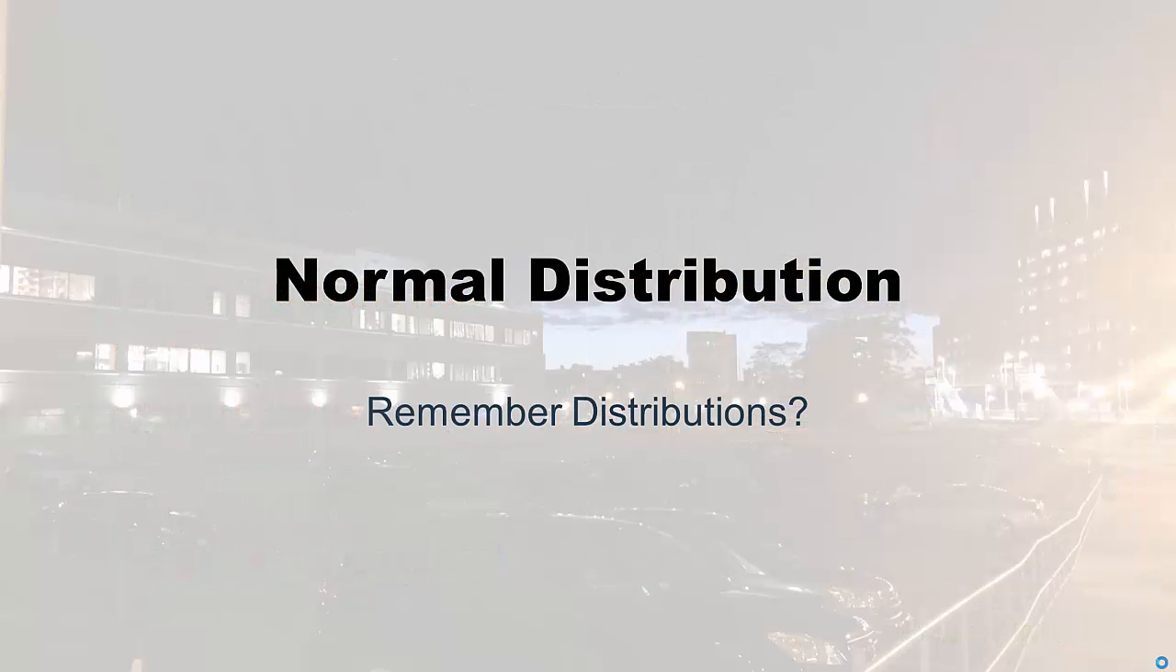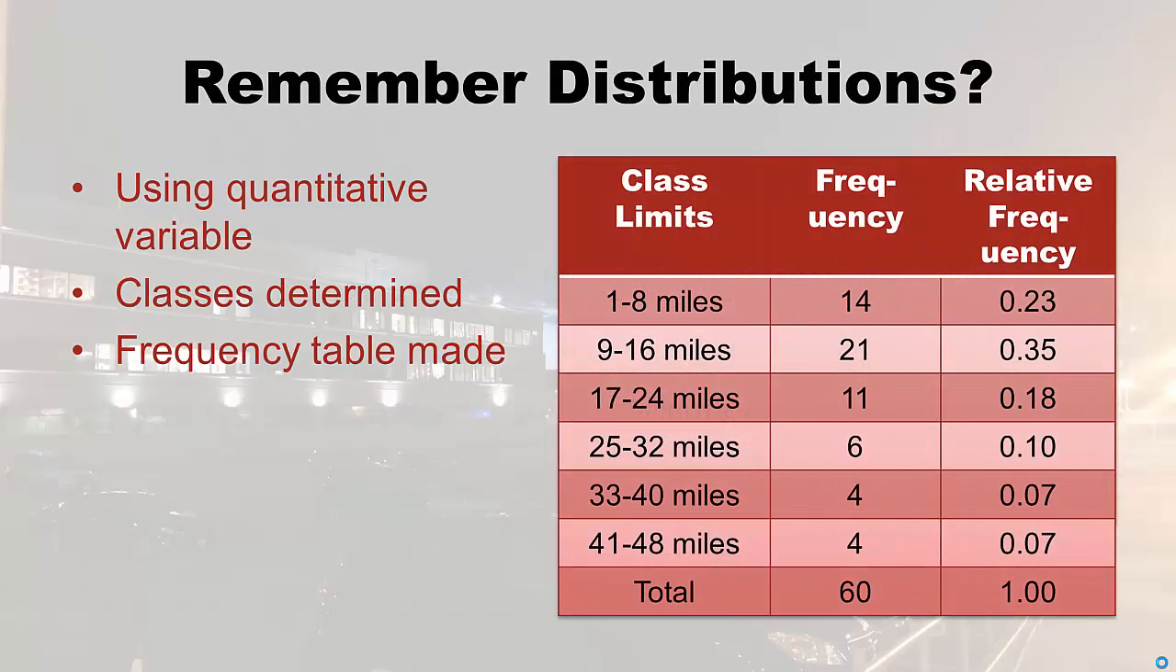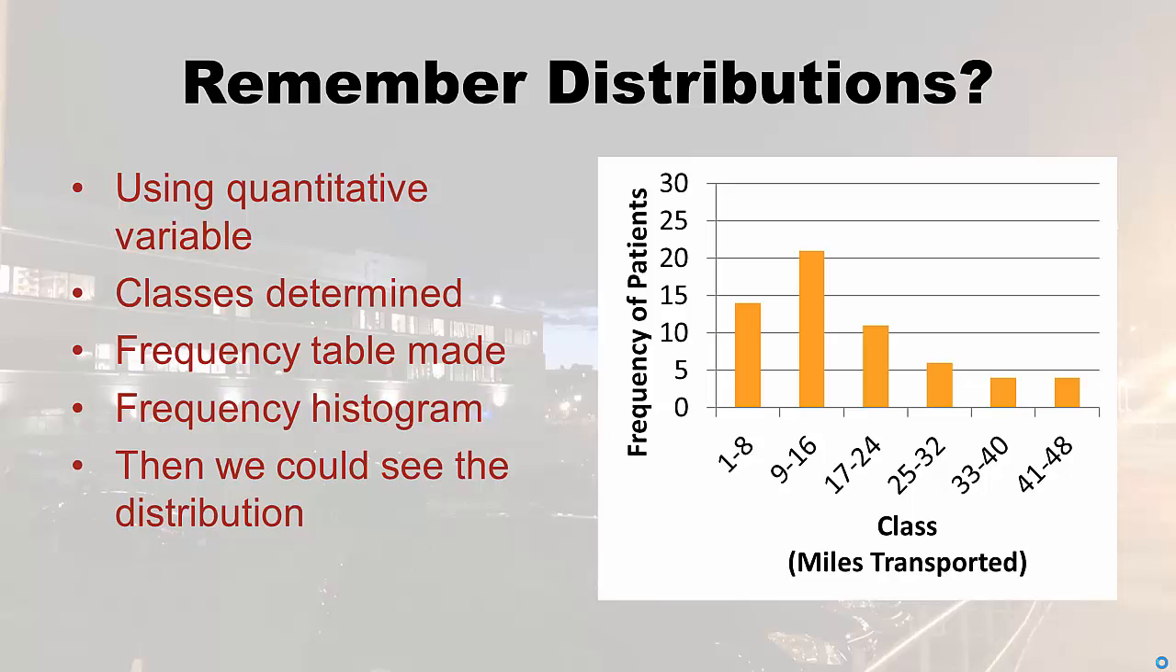So remember the normal distribution. In fact, remember distributions at all, right? To get a distribution, and a lot of people sort of forget this by the time we get to Chapter 7, but I just wanted to remind you. This was from an earlier lecture. We had a quantitative variable, which was how far patients had been transported. And we determined classes, and we made a frequency table. So remember that? And then after that, we made a frequency histogram, and it made a shape.